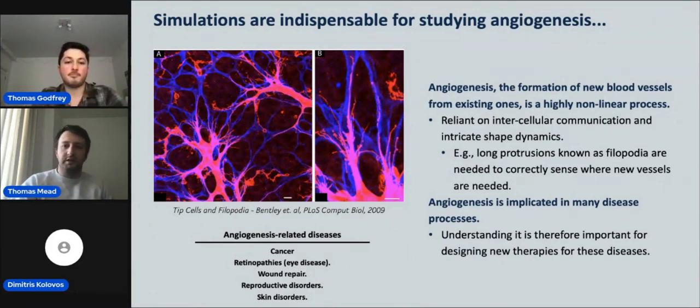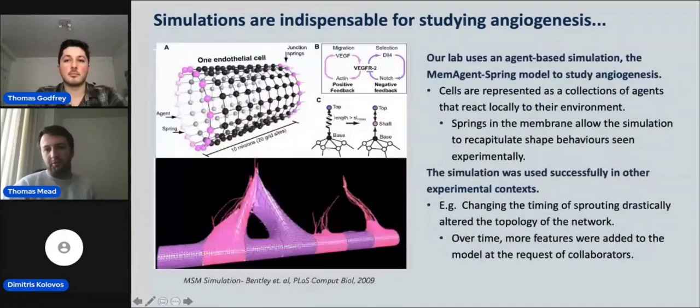So our lab uses an agent-based model called the mem-agent spring model to study angiogenesis. Essentially, this agent-based model represents cells in a blood vessel as a collection of individual agents that make up the membrane of the cell. And it also represents connections between these as springs, which lets the cell move elastically and do things like generate these really intricate filopodia dynamics that you can see in the bottom half of this image that I have here.